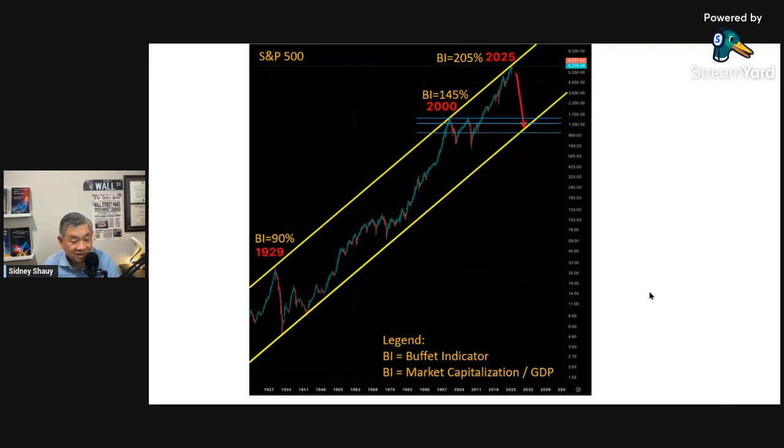All right. I don't know if you guys are familiar with the Buffett indicator. The Buffett indicator is the market capitalization of the stock market, in this case the S&P 500, divided by the country's GDP. So, how big is the stock exchange compared to the GDP of the country? As you can see, this is a 100-year view of this indicator, right? It's interesting.